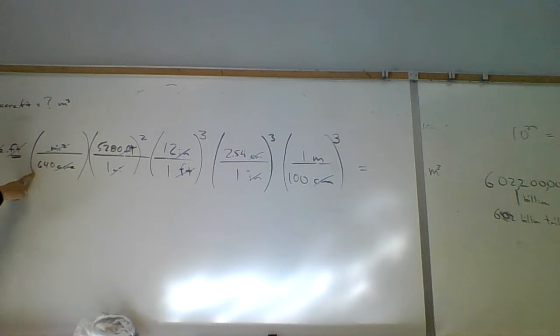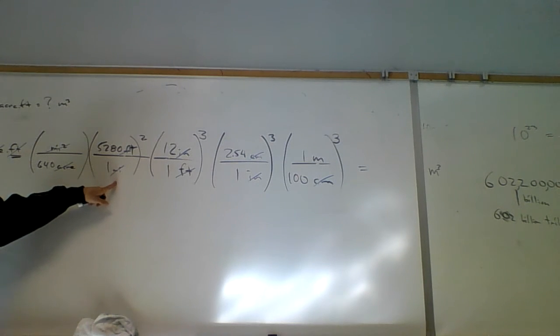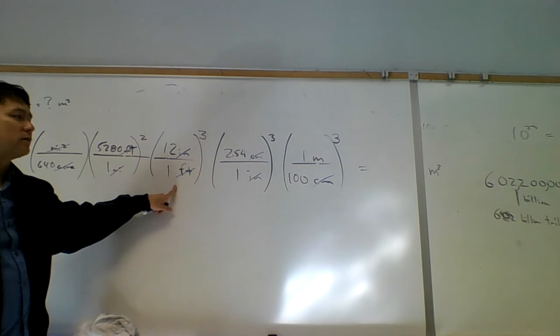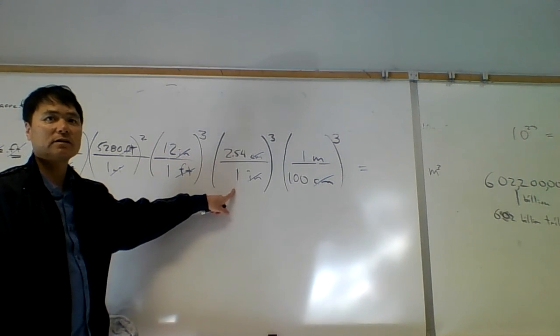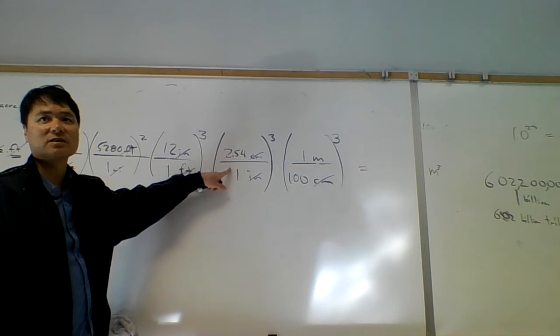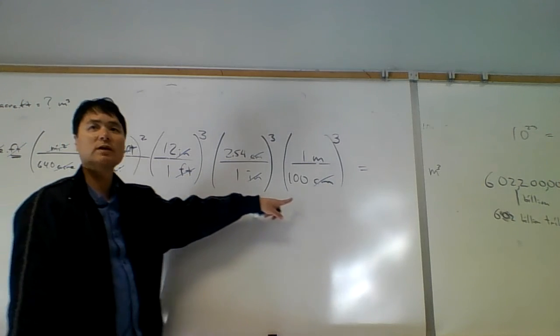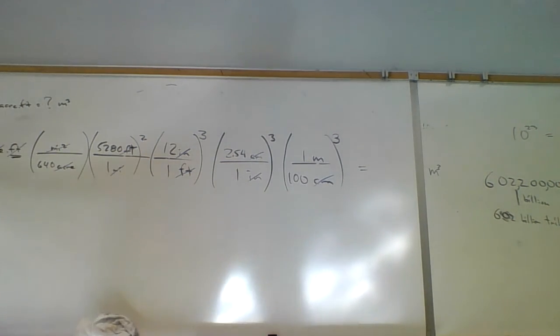No, this is by definition. Exactly 640 acres in a square mile. If it's by definition, it's infinite. This one, by definition, it's infinite. This one, by definition, infinite. Infinite. This is a weird one because you think it's 3 sig figs, but by definition, it's infinite. This one, infinite. And so our final answer is allowed 3 sig figs.